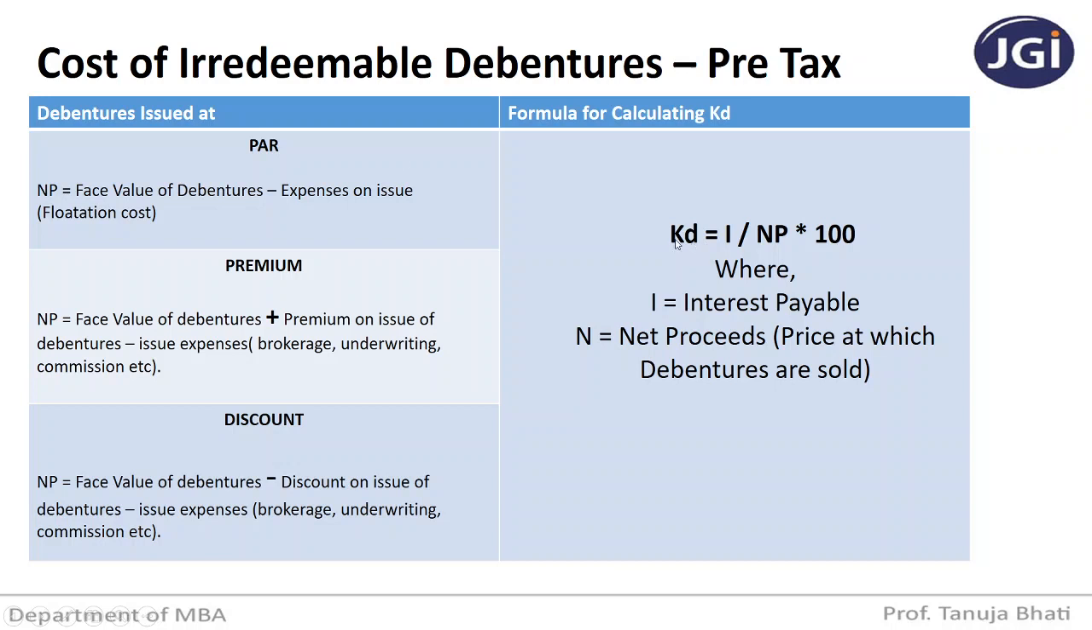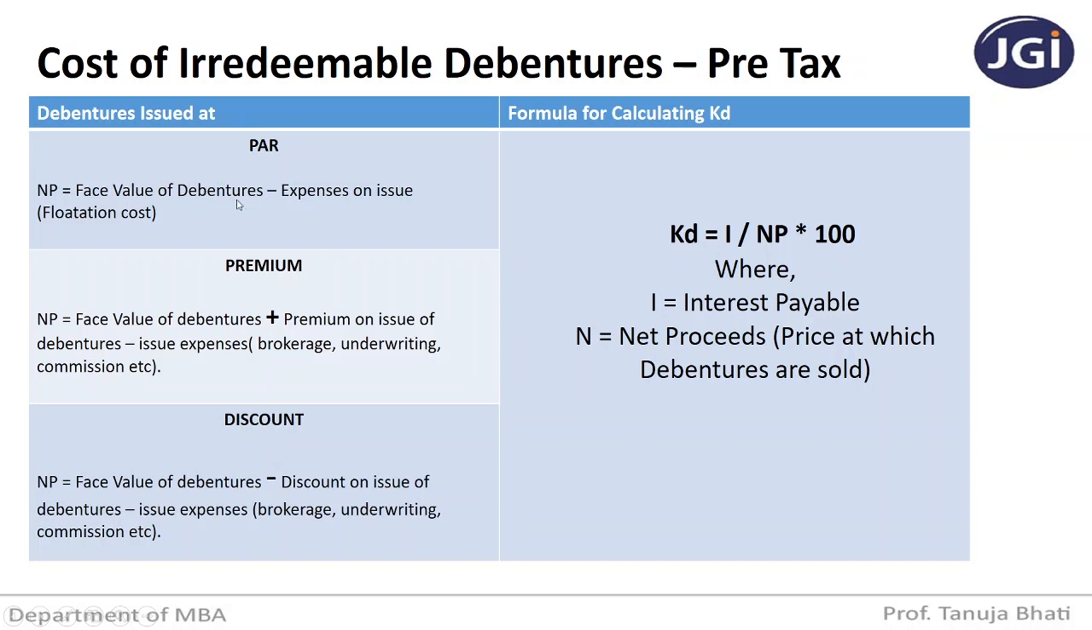So what is the formula for cost of irredeemable debentures in case it is pre-tax? Cost of debentures is equal to interest divided by net proceeds into 100, where I stands for interest payable, N stands for net proceeds. Now what is the meaning of net proceeds? Price at which debentures are sold. Remember, whether the debentures are issued at par, premium, discount, this formula remains the same, but the calculation of net proceeds differs.